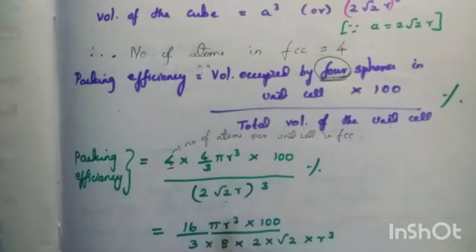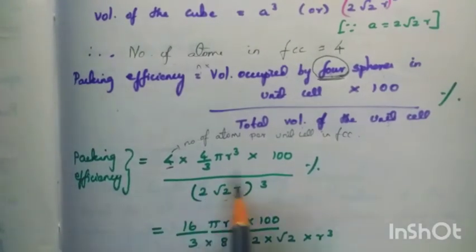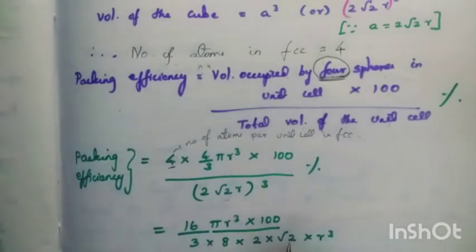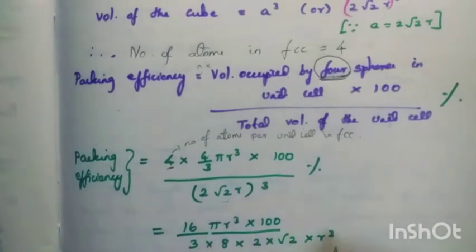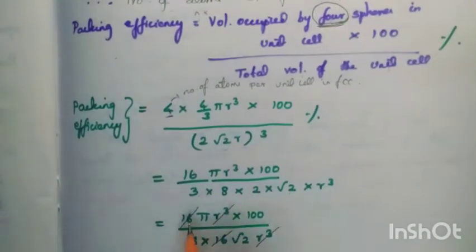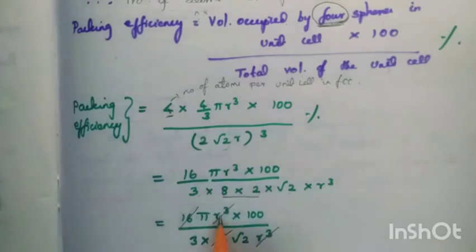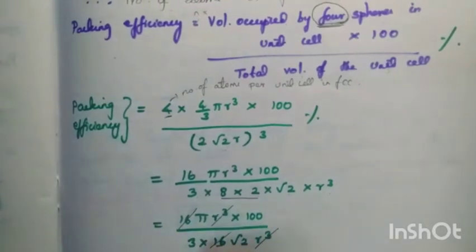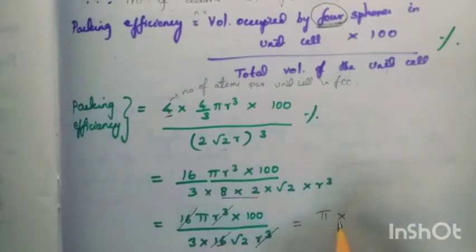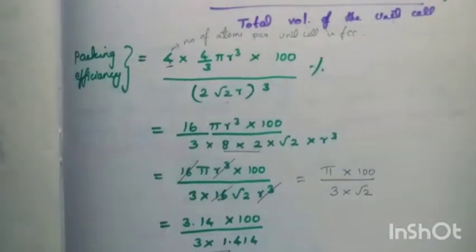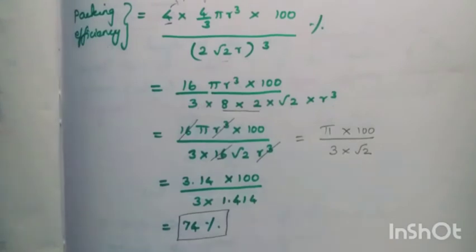The 3 comes here. 2 twos are 4, 4 twos are 8. Root 2 into root 2 is 2, and one root 2 is there. Then r cube. So we can write this as 16 pi r cube into 100 by 3 into 8 twos are 16, root 2 r cube. Cancel this r cube, and 16. So we get pi into 100 by 3 into root 2.